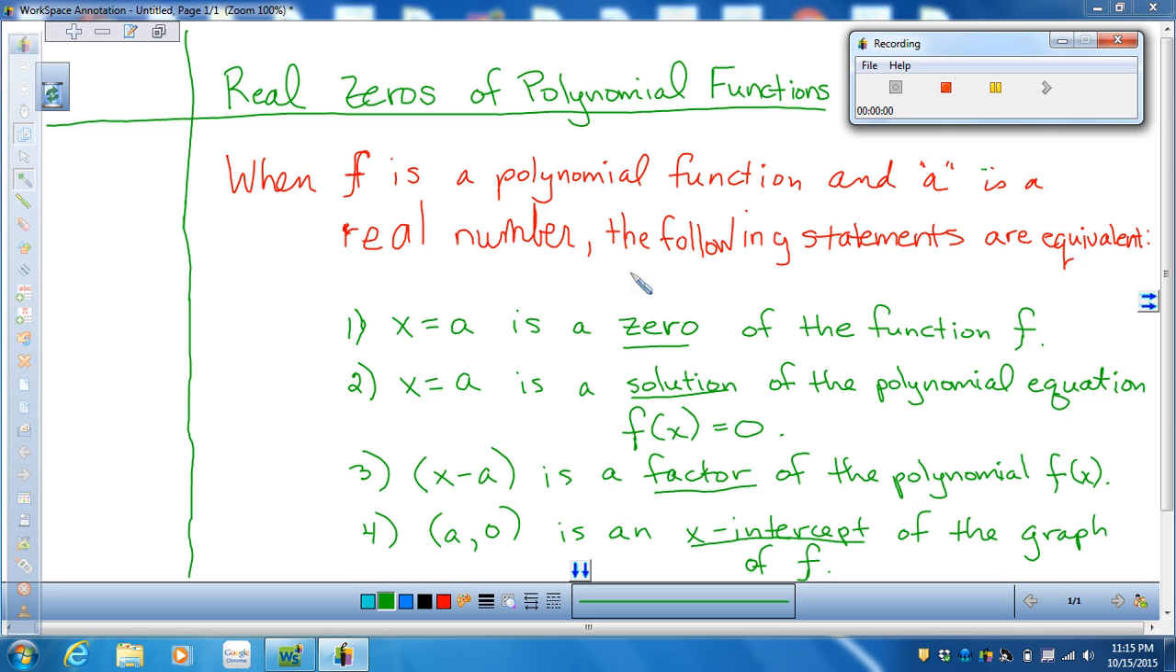Notice that all of these have the same number a involved in them. Remember that a is a real number. Go ahead and record this in your notes, and we'll talk more and do an example in a minute.